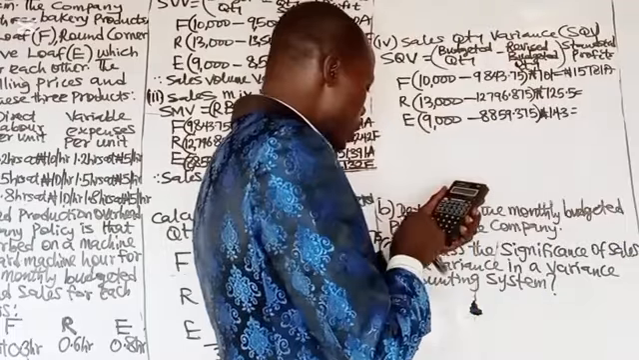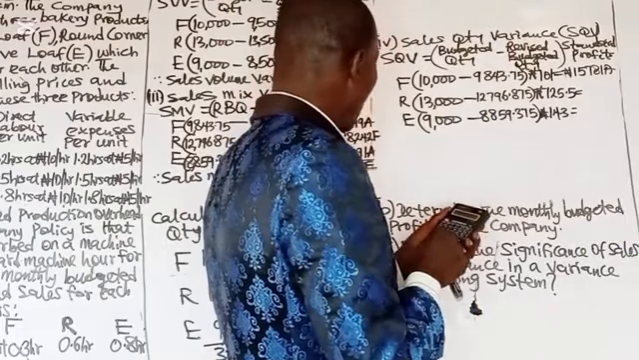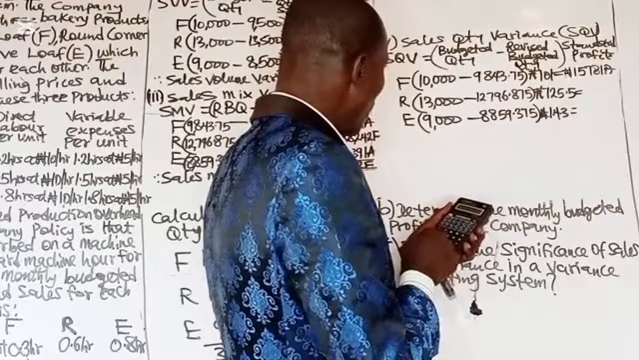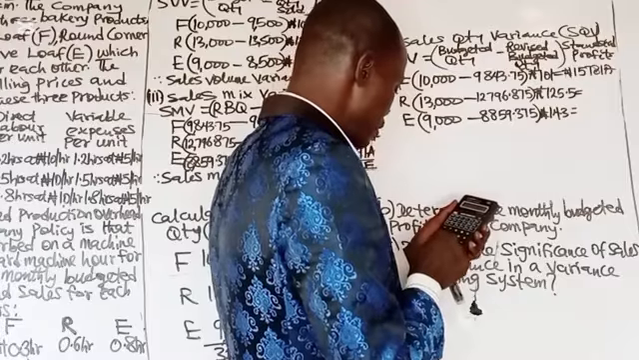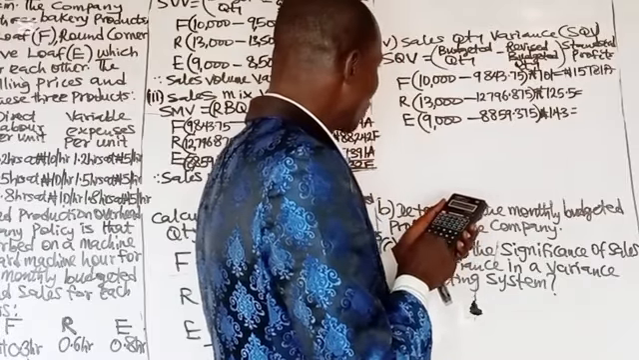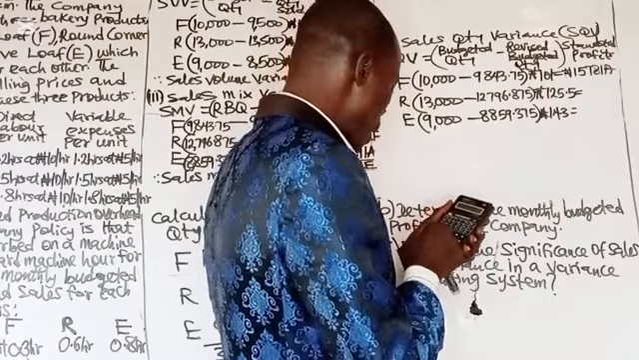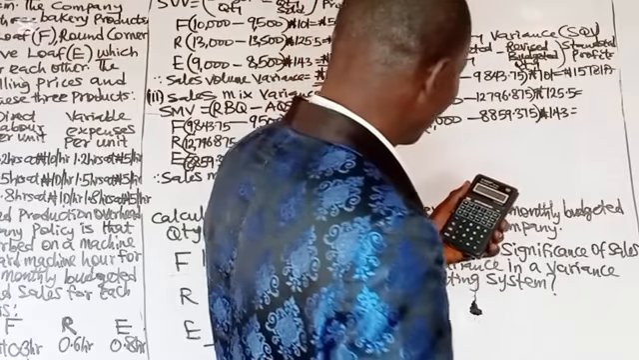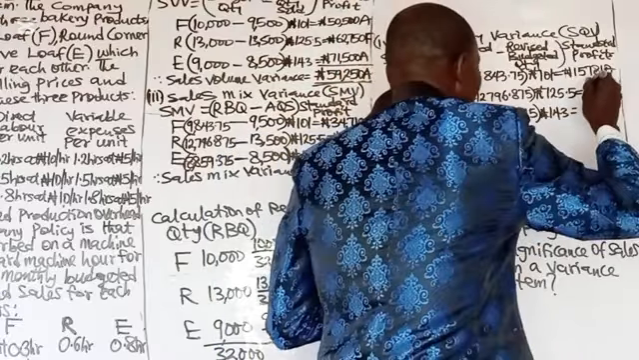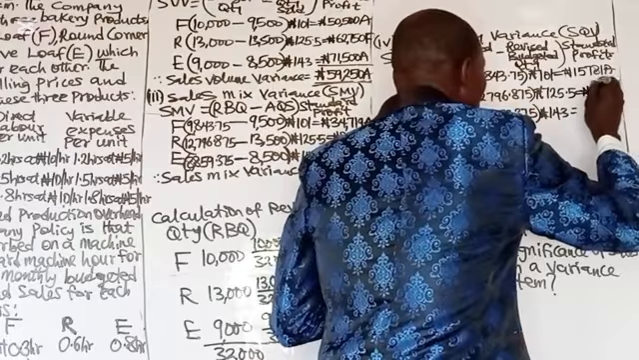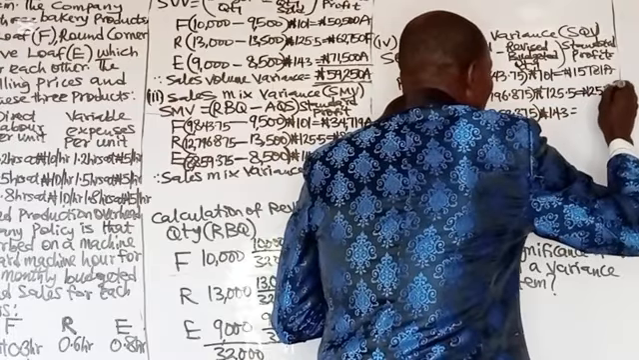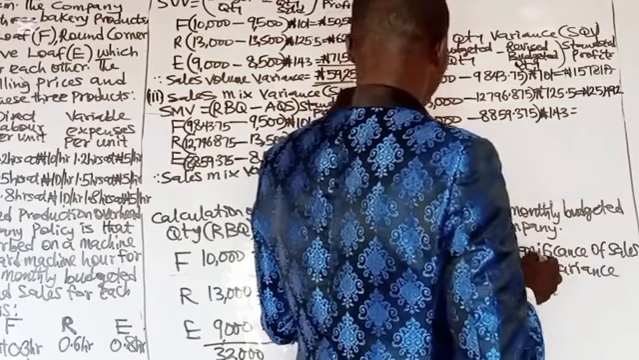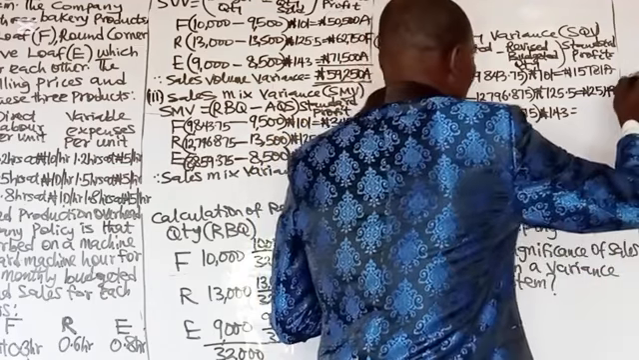We have 13,000 minus 12,796.875. We have 203.125 times 125.5. So we have 25,492. That is also an adverse variance.